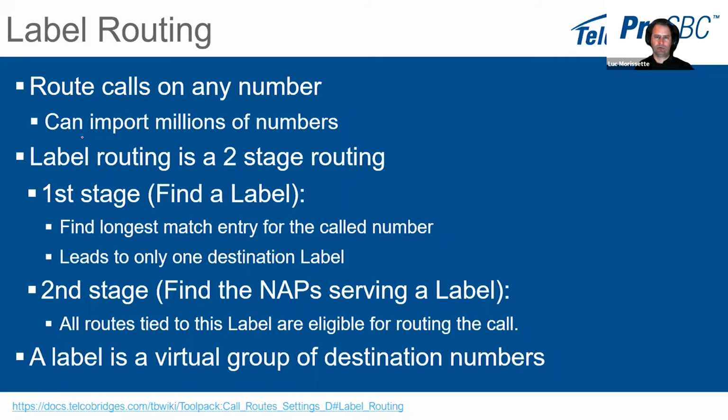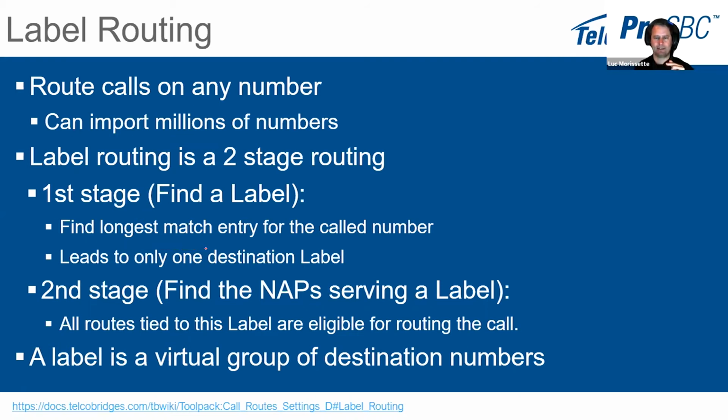What you do is you import your numbers that have been input in a file. That file will have all the possible numbers, and it works also on the longest match. So you can have just a prefix for sets of numbers, and it will find the longest match for any called number that comes in the system and give you one label. Any called number that comes in will go through the list, and as soon as it finds the longest match, it will give you the label.